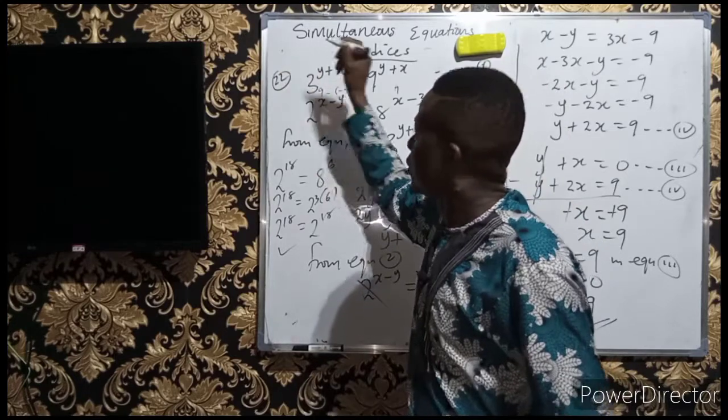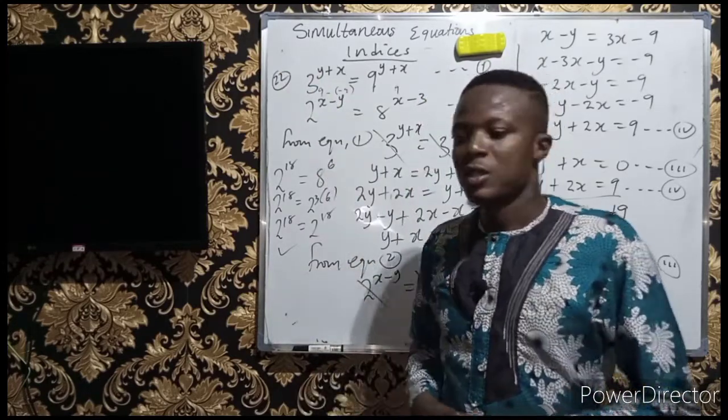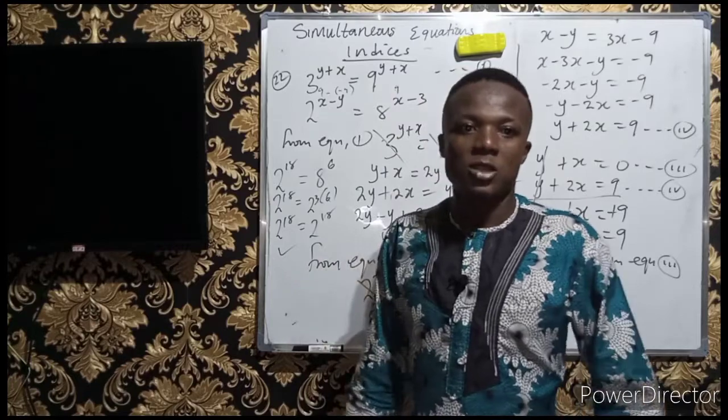Remember, this is the 22nd question. So we dealt with 22 questions that are seen in simultaneous equation. Thank you.